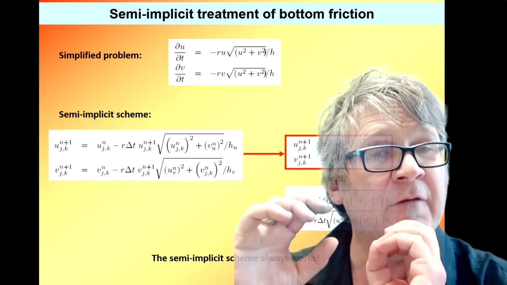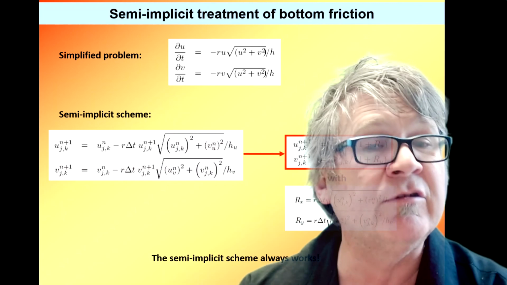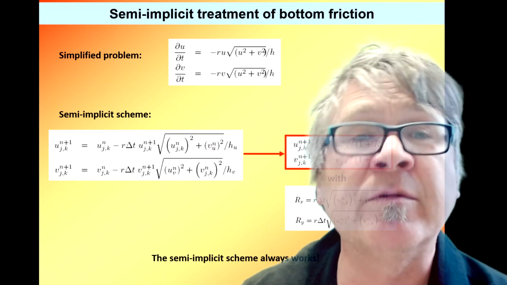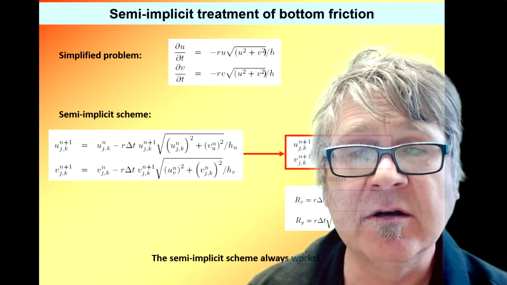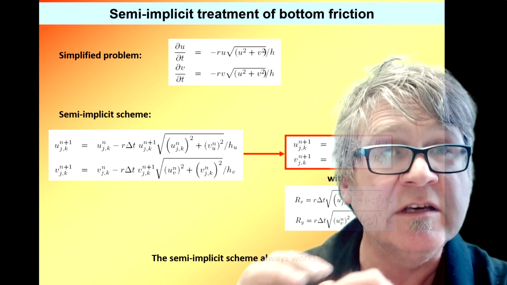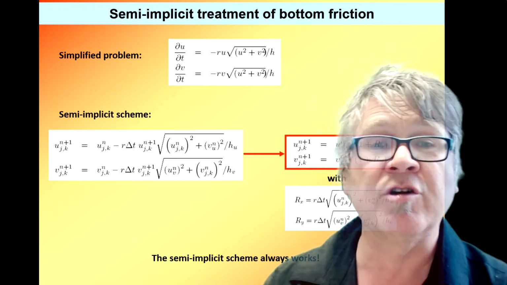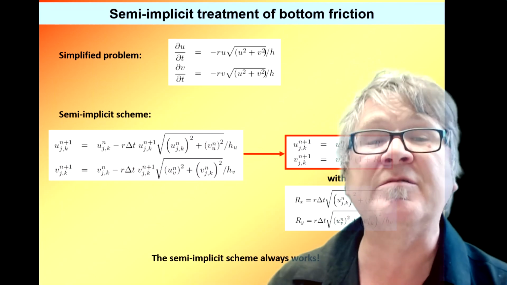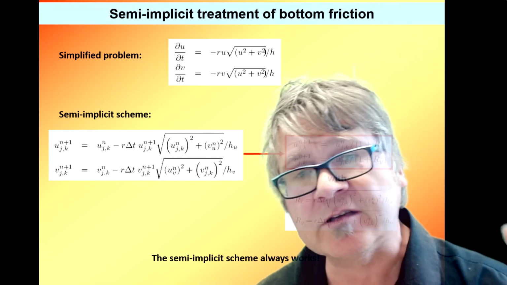And this is a very, very important trick, and you can also use it if you have more than bottom friction, if you have other terms. So this is one of the special secret tricks in oceanography, using semi-implicit treatment of bottom friction.